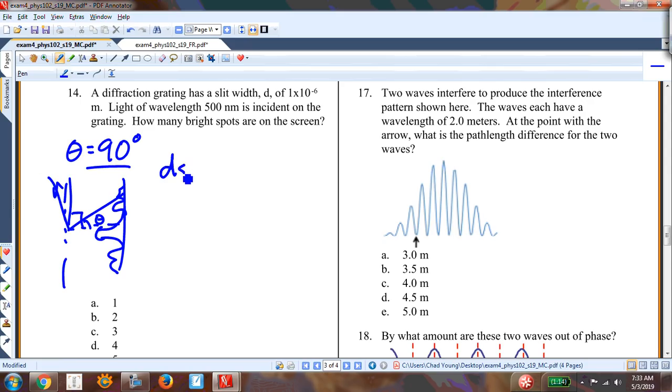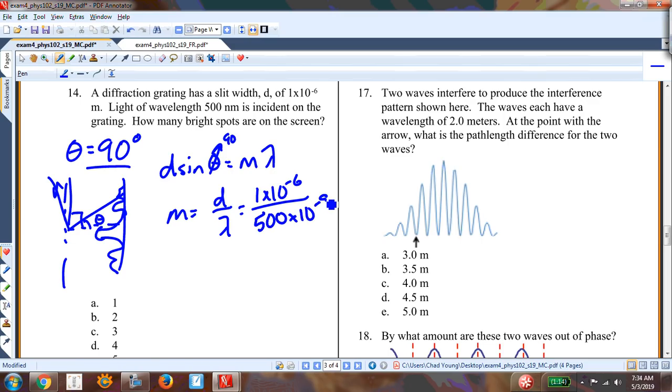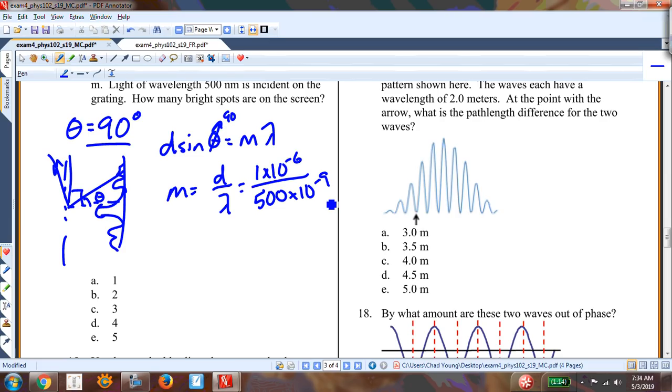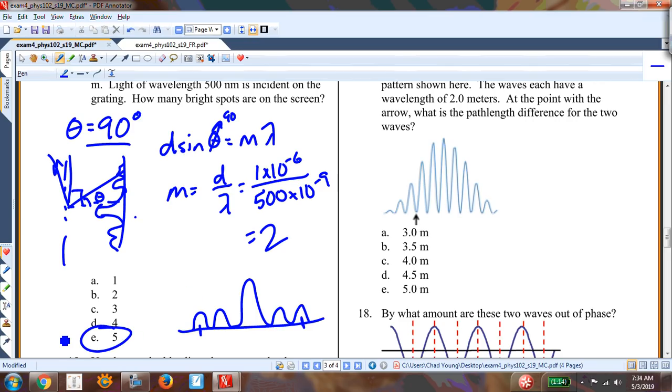So I say d sine theta equals m lambda. So m, since theta is equal to 90, sine of 90 is 1. M is d over lambda. So that's 1 times 10 to the minus 6 divided by 500 times 10 to the minus 9. That's 2. So my diffraction pattern looks like this. I have a second order on both sides, so that means I have 5 spots altogether.